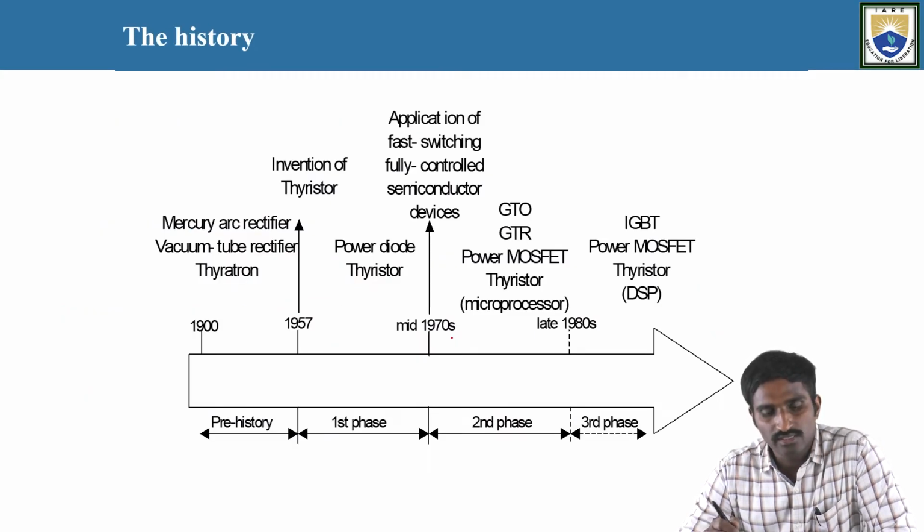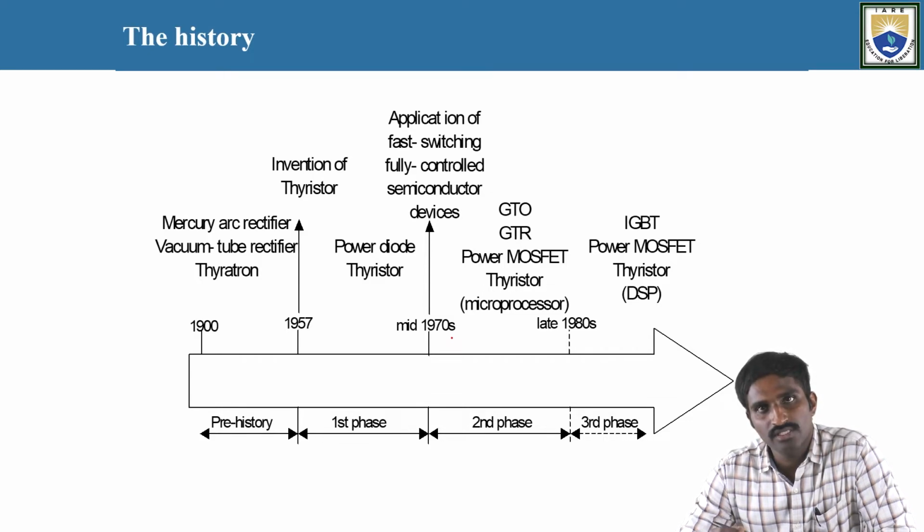Next, when coming to the history, of course, just now we have discussed the different types of power semiconductor devices. Before the thyristor, there was the thyratron, which is also called the mercury arc rectifier, or the vacuum tube rectifier. This is also one kind of power semiconductor device. It was developed around 1900. Then the first thyristor was invented in 1957.